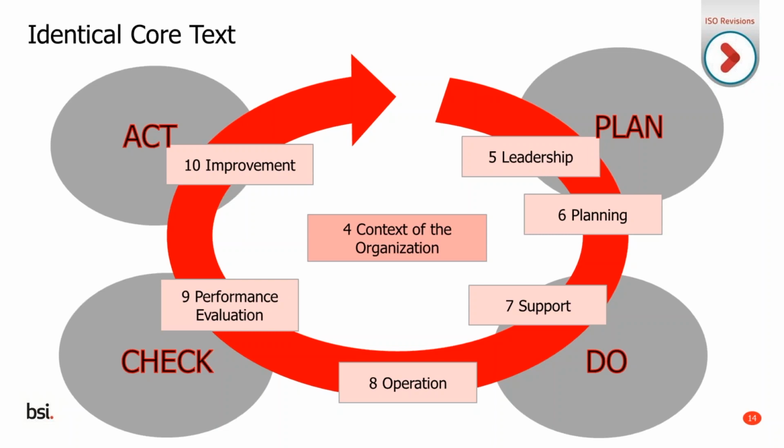Section 7 and 8 really relate to do. Support and operation are the do parts of the management systems. Section 9 is performance evaluation. So that's certainly the check part of the standards. And section 10, improvement, that does relate to act. And then finally, context of the organization. Well, that really sets the scene for your management system standard.